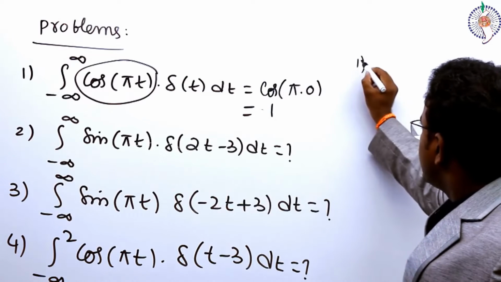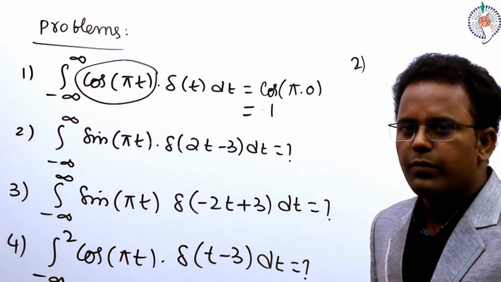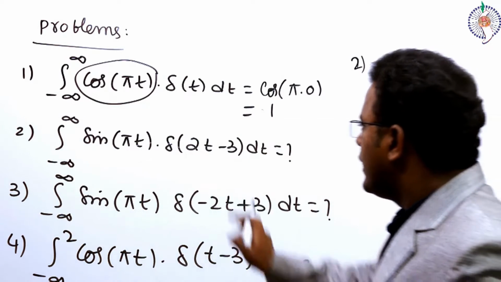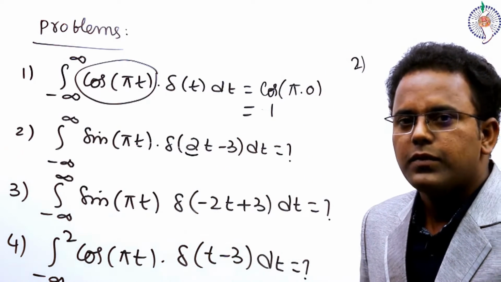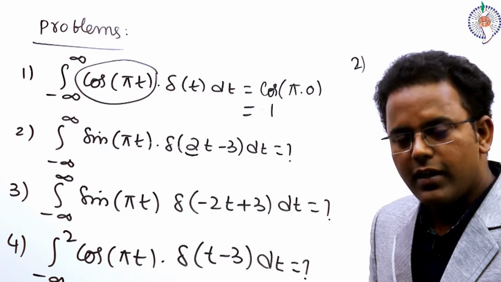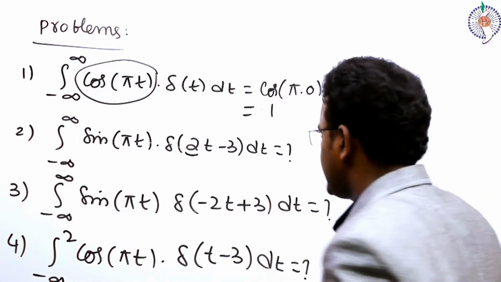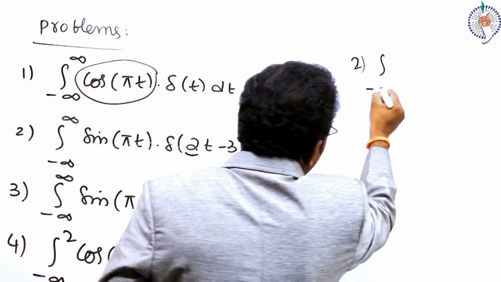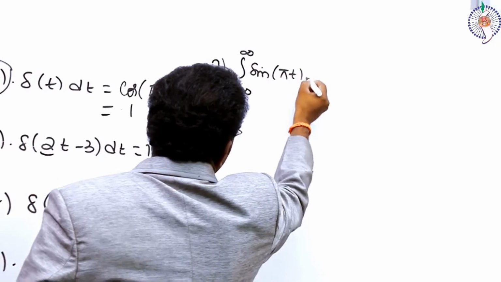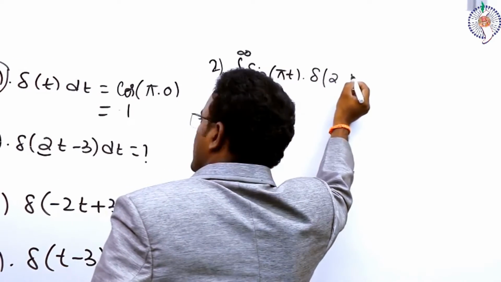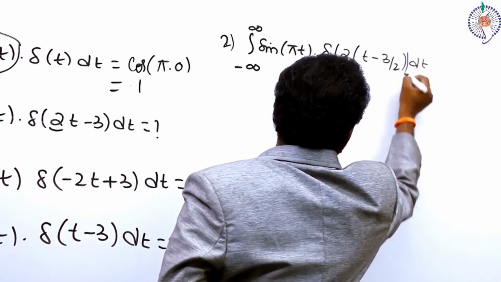Then see the second problem. How to handle such type of problems: first point, if there is any scaling factor, first avoid that scaling factor. Then go for property number 4 or 5 or 6. That is integral minus infinity to plus infinity sin pi t into, taking 2 common, 2 into t minus 3 by 2, into dt.